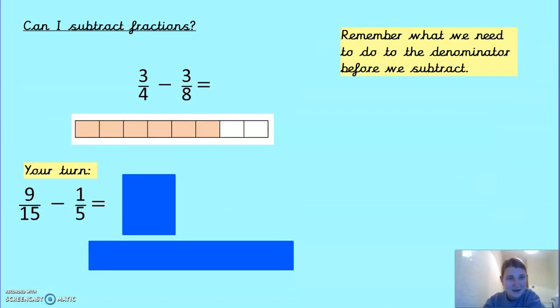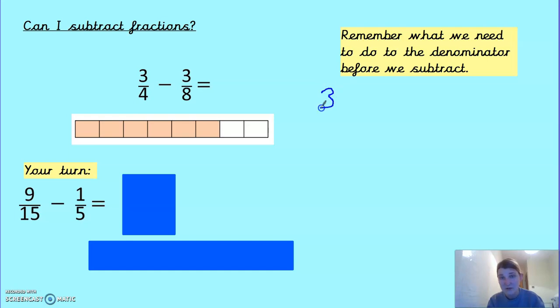Okay, so let's have a little look here. We've got the bar model this time. What do we need to do to the denominator before we subtract? We've got 3/4 take away 3/8. I can't do the calculation unless my denominators are the same. So I'm going to change. I could find my lowest denominator. I know that 8 is in the 4 and the 8 times tables. Therefore, that's my step 1.